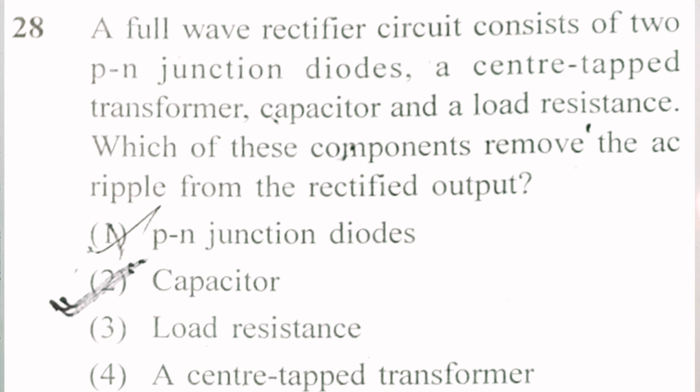A full wave rectifier circuit consists of 2 PN junction diodes, a central tap transformer, a capacitor, and a load resistance. Which of these components remove the AC ripple from the rectified output? 4 options are given: PN junction diodes, capacitor, load resistance, a central tap transformer. We studied the working of full wave rectifier and half wave rectifier. In that, the PN junction diodes are compulsory, and the load resistance also, and the central tap transformer also compulsory. So we can remove the capacitor. So that is why the second option is the correct option.